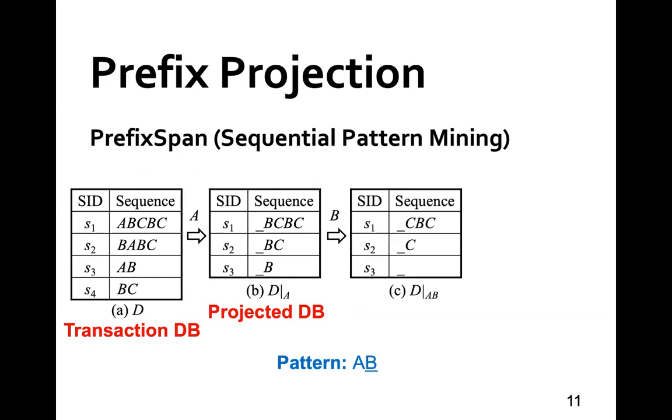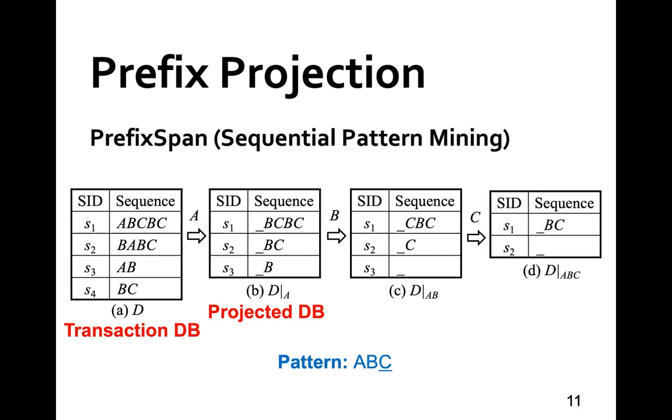Now, if we grow pattern A with 1 more element B, we only need to continue matching from the projected database of A. We will continue matching B starting from the underscored positions. This will give us the projected database of AB. We can further grow the pattern by C and check against the projected database of AB to find those sequence transactions that contain pattern ABC.